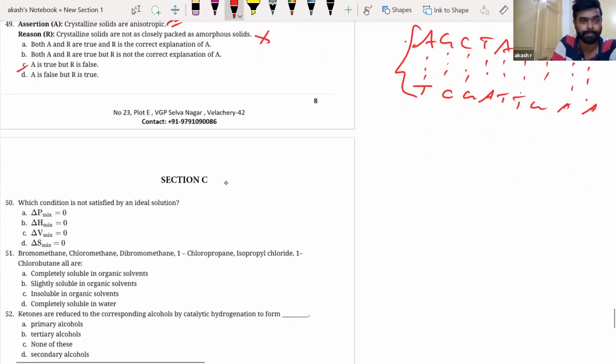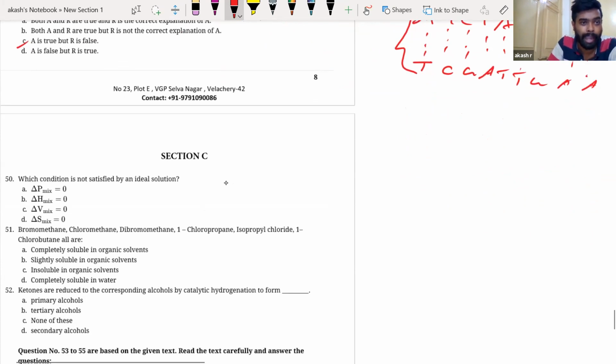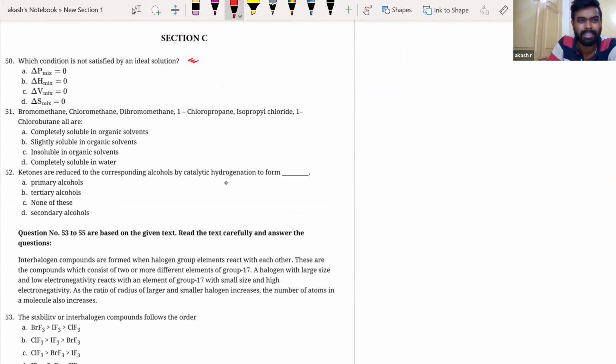Next, moving on. Which condition is not satisfied by an ideal solution? Delta P mix is 0. What is delta P mix, sir? The pressure before and after need not be the same, obviously. Once you have a liquid, it will have some vapor pressure, and once you make the solution, it will increase or decrease. Delta H mix is okay. Delta V mix is okay. Delta S mix, entropy, is 0, no, sir. It should not be equal to 0, no, sir. Entropy, yeah, I think it would be 0.